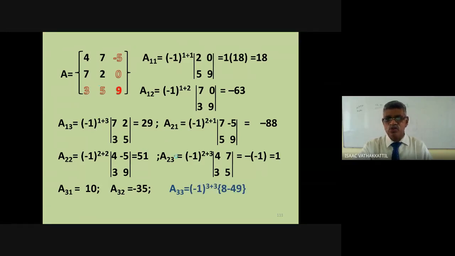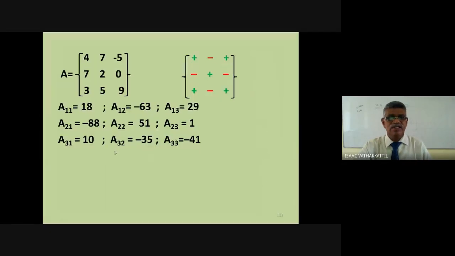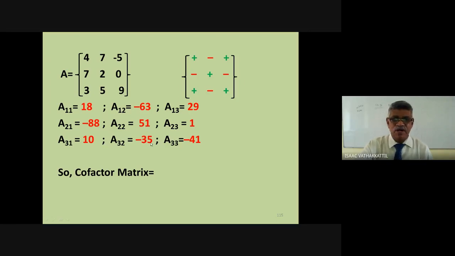And A33 ultimately will be 8 minus 49, which is equal to minus 41, and hence we have the cofactors listed here: A11, A12, A13, A21, A22, A23, A31, A32, A33. Now what is the cofactor matrix? Simply write these elements and we get a square matrix of the same order: 18, minus 63, 29; minus 88, 59, 51; 10, minus 35, minus 41. That is the cofactor matrix.